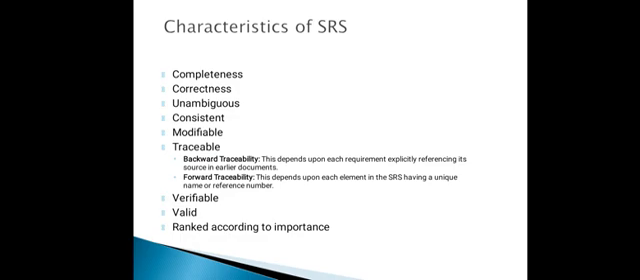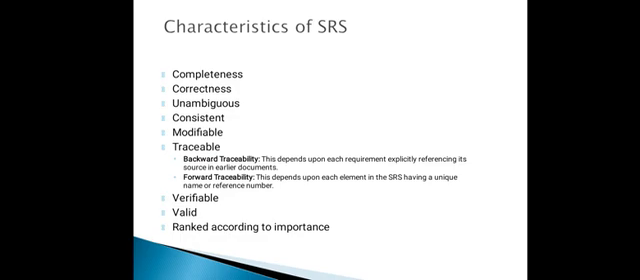Next is traceable. The SRS is traceable if the origin of each of the requirements is clear. Traceability is of two types. First one is backward traceability and second is forward traceability. Backward traceability depends upon each requirement explicitly referencing its source in earlier documents. Forward traceability depends upon each element in SRS having a unique name or reference number.